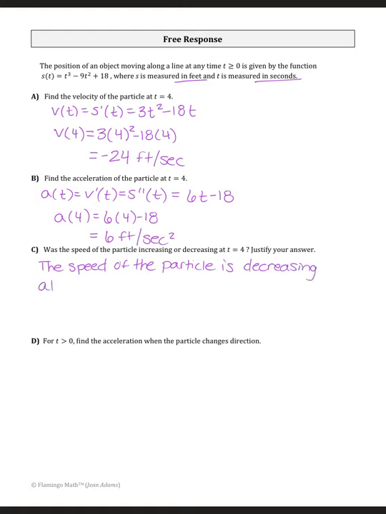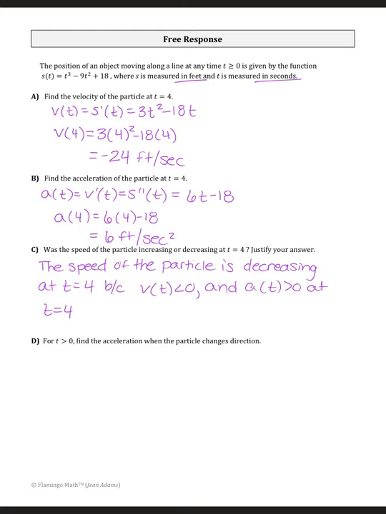and then always give your time value at t equals 4, because you can say velocity is less than 0 and acceleration is greater than 0 at t equals 4. You can say because velocity and acceleration have opposite signs. The justification is kind of up to you, but you need to say something about the signs not being the same. So part D says for t greater than 0, find the acceleration when the particle changes directions.